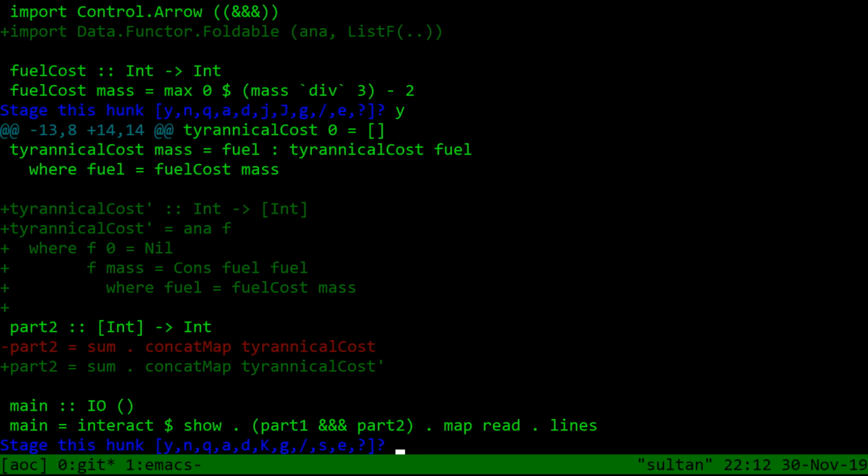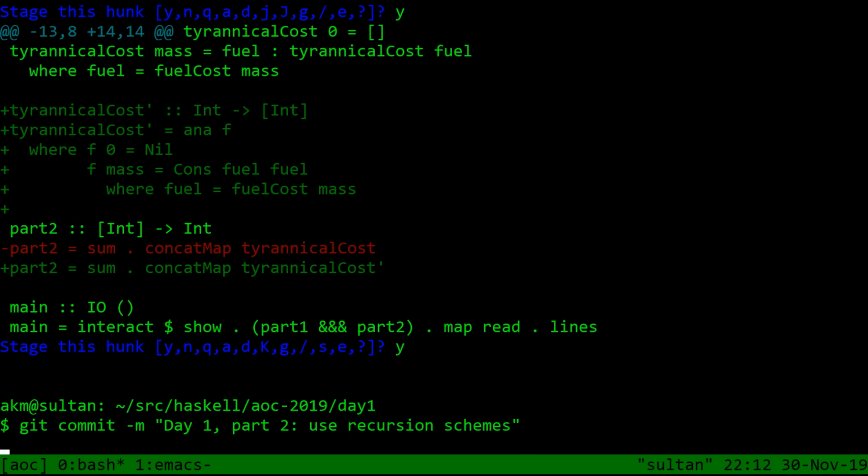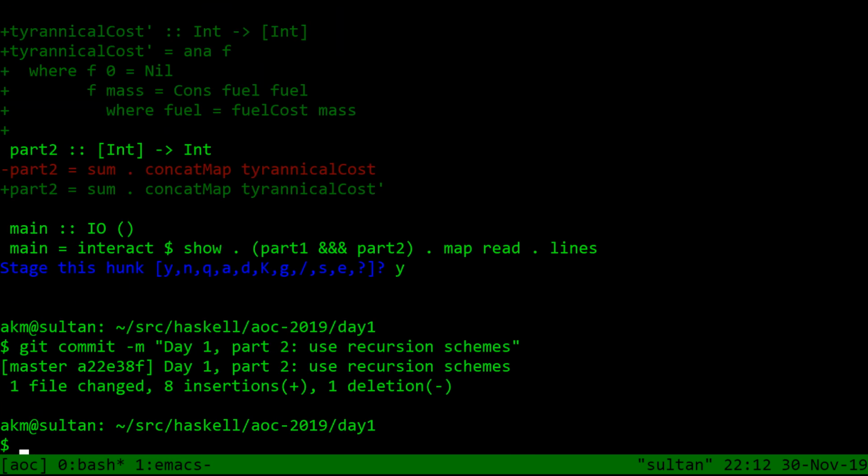So let's just do day 1 part 2, use recursion schemes. So there you go. A fun little thing to practice. And that was enough to round out a totally reasonable length for an episode, but still well below the length of day 1 last year.